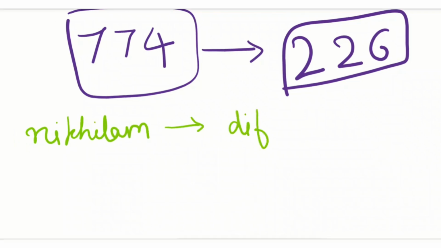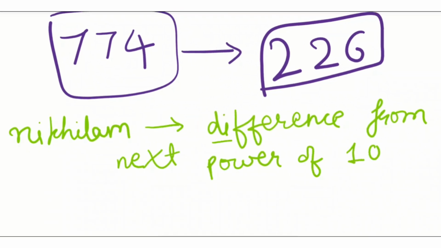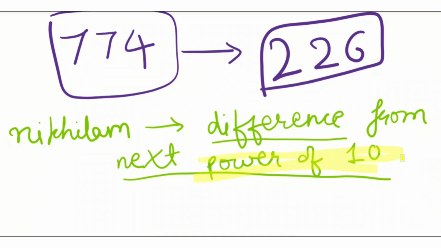Now, there is a relationship between subtraction and Nikhilam. Nikhilam also means difference from the next power of 10. Difference, we all know what it means. Difference basically means subtraction. Next power of 10. For this, let us understand what power of 10 means. Power of 10 basically means 10 raised to any power, n, where n means any natural number.